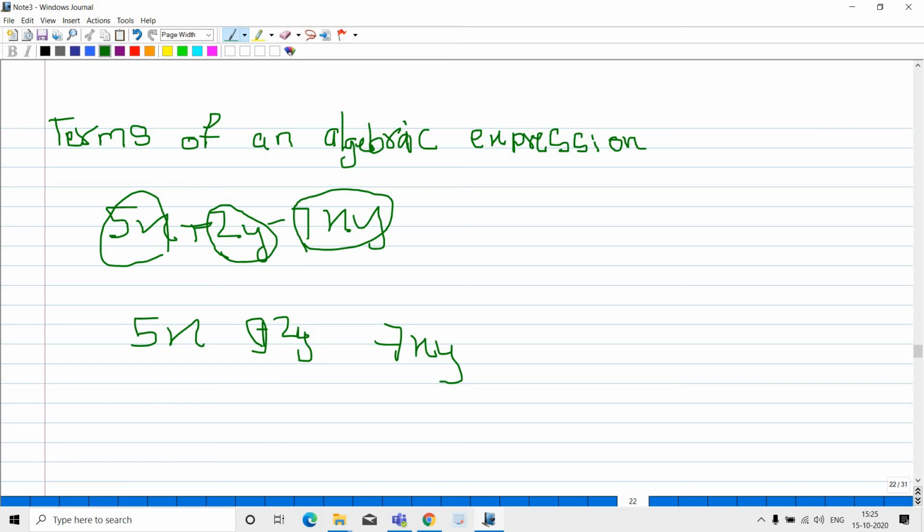So I am repeating the definition again. Several parts of an algebraic expression means these are the several parts: 5x, plus 2y, minus 7xy. This is one part, this is one part, this is one part. Here three parts are there, and these three parts together make one expression. We will call this total the expression, and in this expression 5x is one part, and this 5x is called a term.